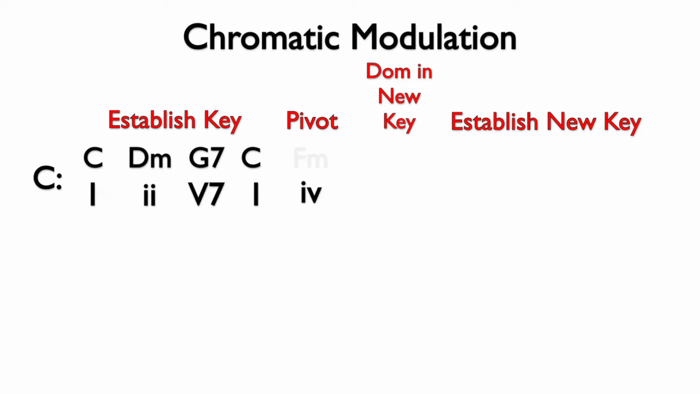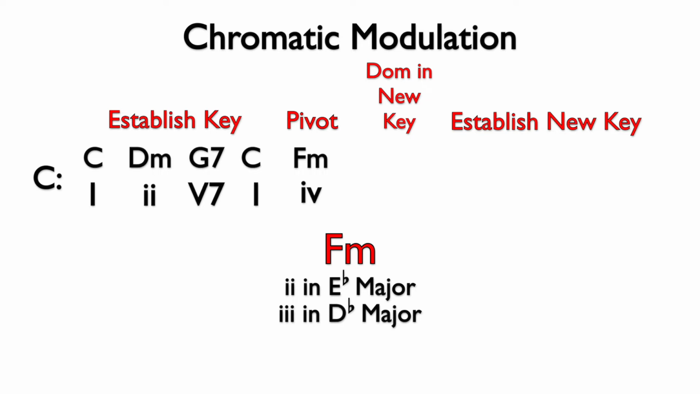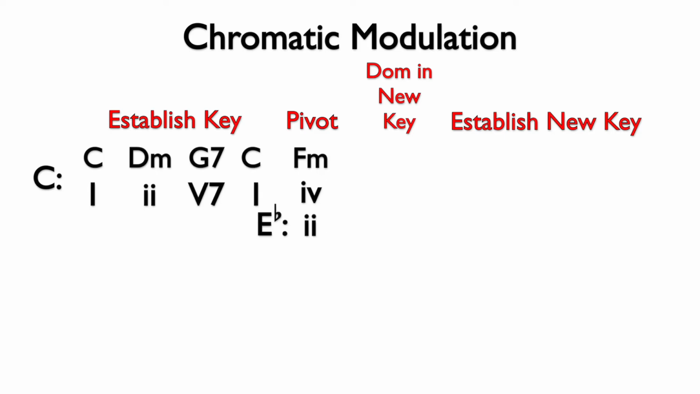This is F minor. Next, we want to find a key for our modulation that has F minor as a diatonic or borrowed chord. The key can be major or minor. In a major key, F minor could be the 2 chord in E flat major, the 3 chord in D flat major, or the 6 chord in A flat major. In a minor key, F minor could be minor 1. Let's modulate to E flat major.